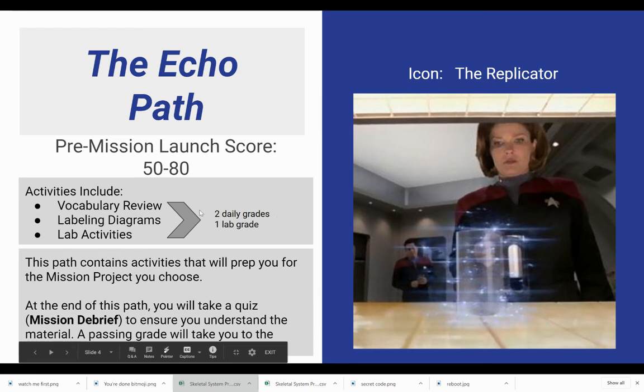But from these activities you do, you will earn 2 daily grades and 1 lab grade. These activities are designed to prepare you for the mission project, which is the end of the mission. The replicator on Star Trek is a machine they use to duplicate and make things that they already know about or that they already have.